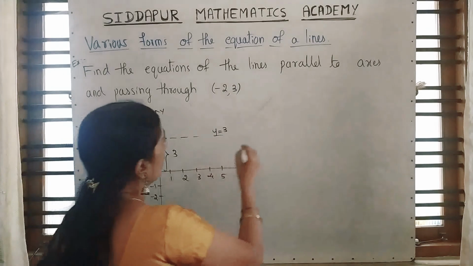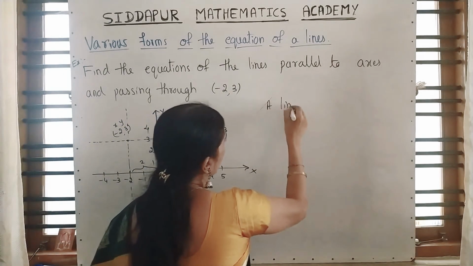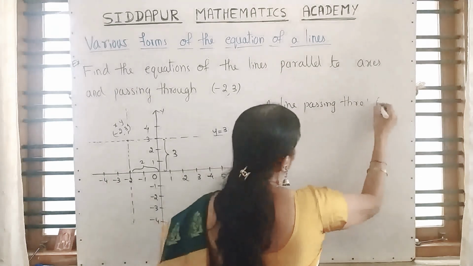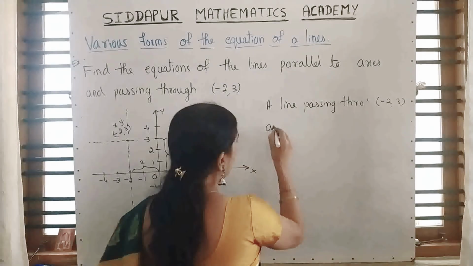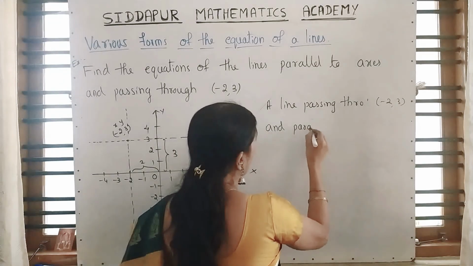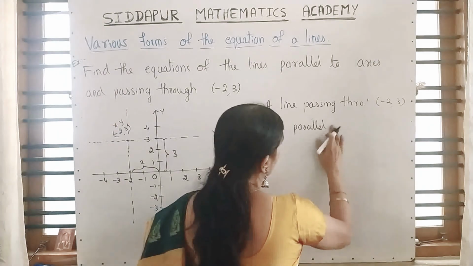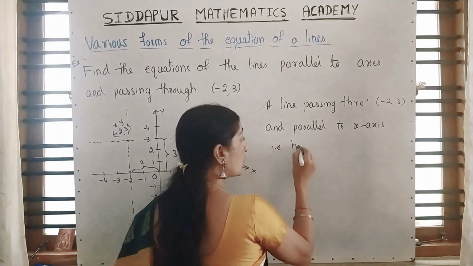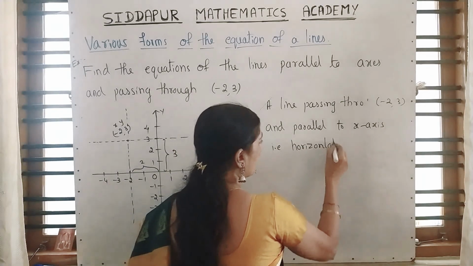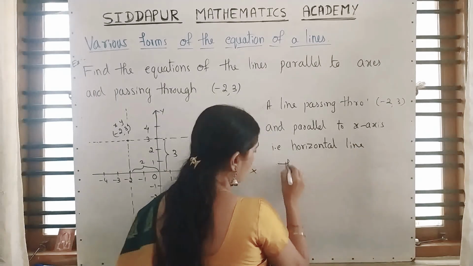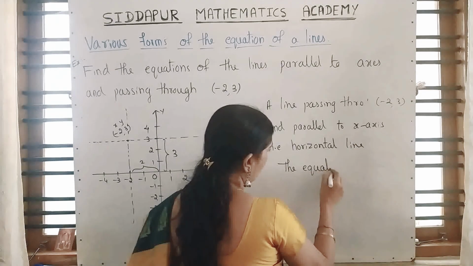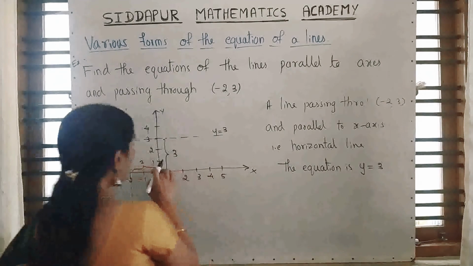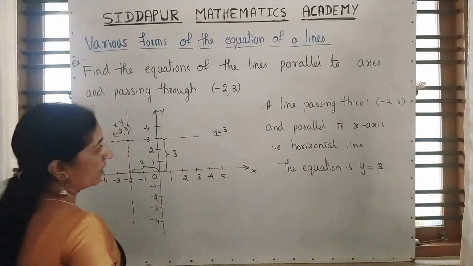See here, a line passing through minus 2 comma 3 and parallel to x-axis. Parallel to x-axis, that is a horizontal line. The equation is y is equal to 3. Observe this. 1, 2, 3. It is on the y-axis. Y is equal to 3.